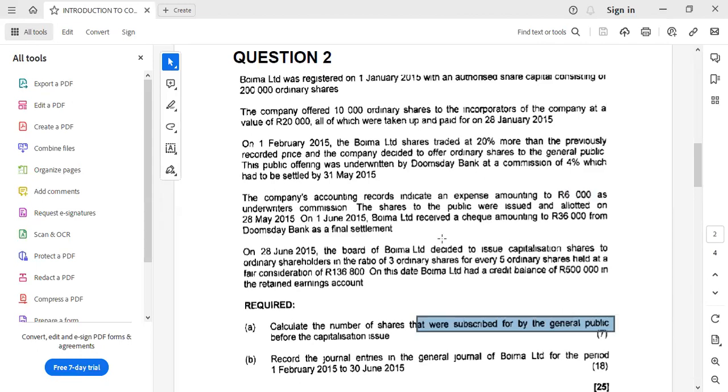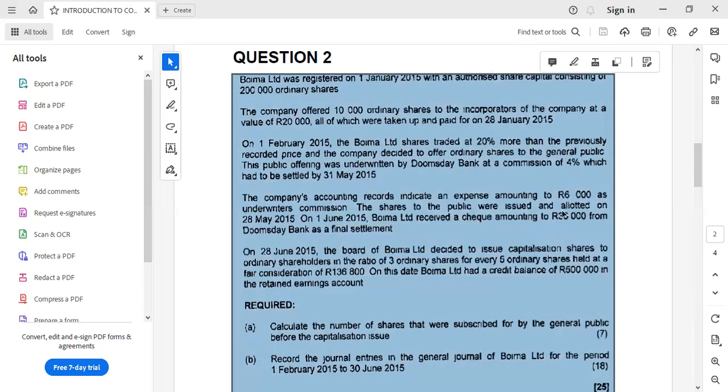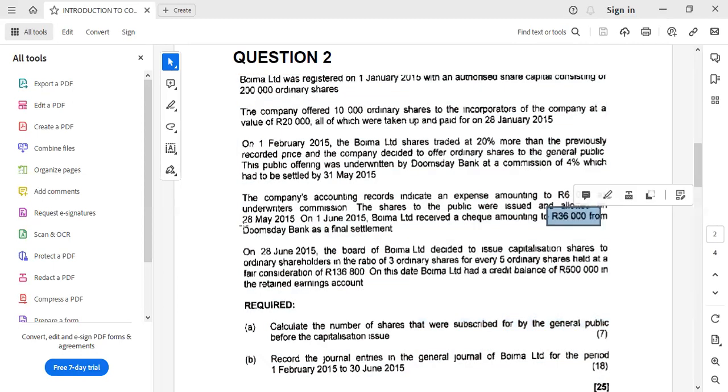You have to be very careful here. The total shares were 62,500. But Boima received a check amounting to 36,000 from Doomsday. Remember, we are the ones supposed to be paying them 6,000, the commission here. But if your underwriter is paying you, that means the share issue was undersubscribed, and some of the shares were taken by Doomsday.